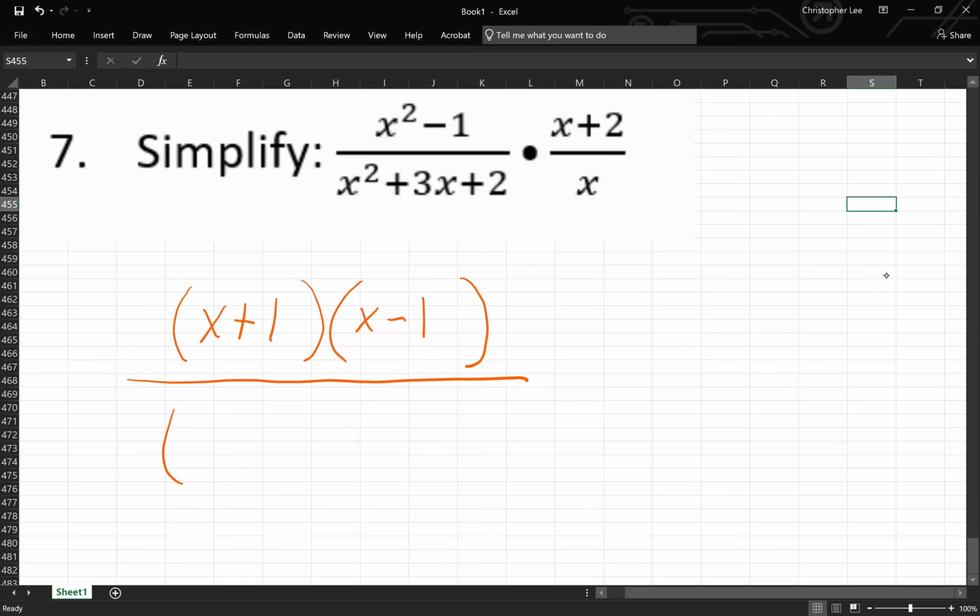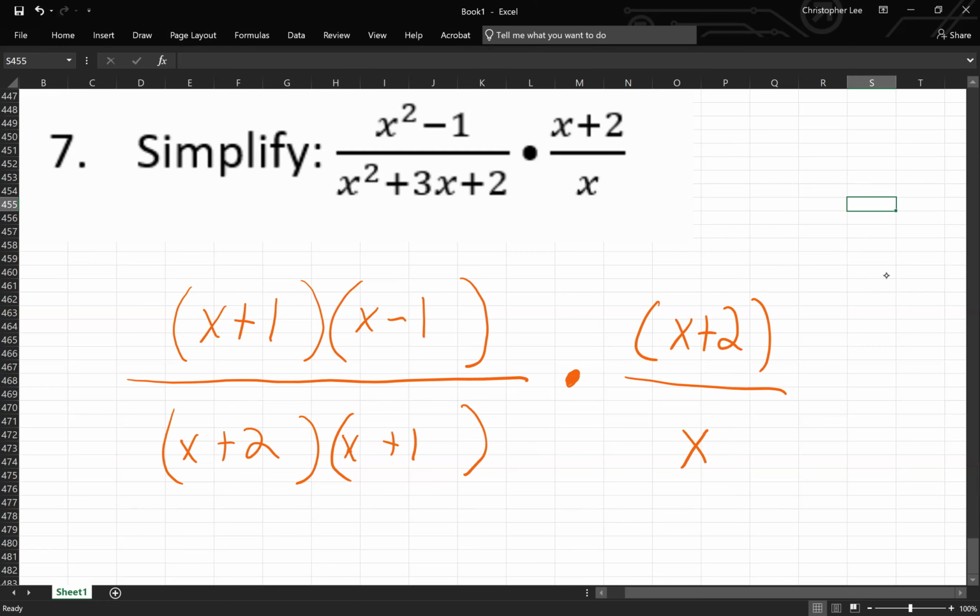How about the bottom? I have x squared plus 3x plus 2. You know that this is going to be x and x. Now, this is really hard. I need two numbers that when I multiply them together will give me a positive 2. When I add them together will give me a positive 3. What are they? 2 and 1, right? So plus 2 plus 1 times I have x plus 2 over x, right?